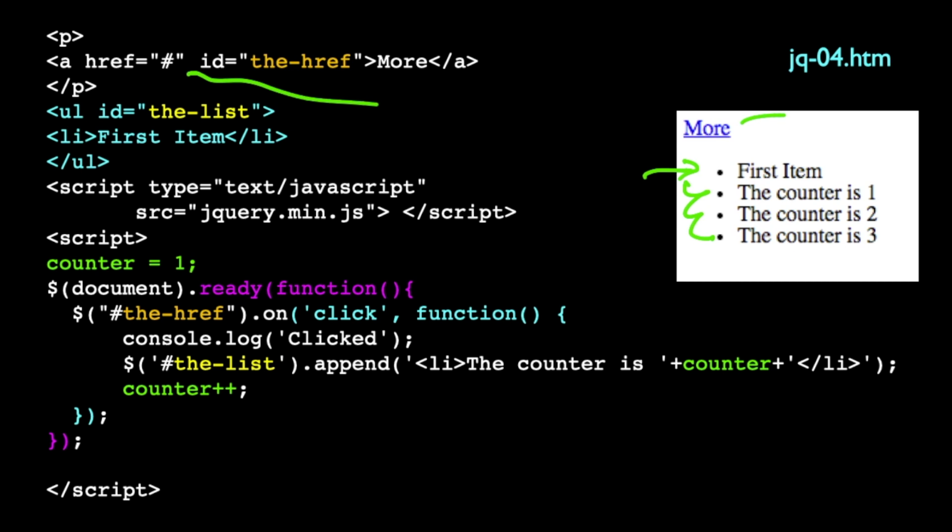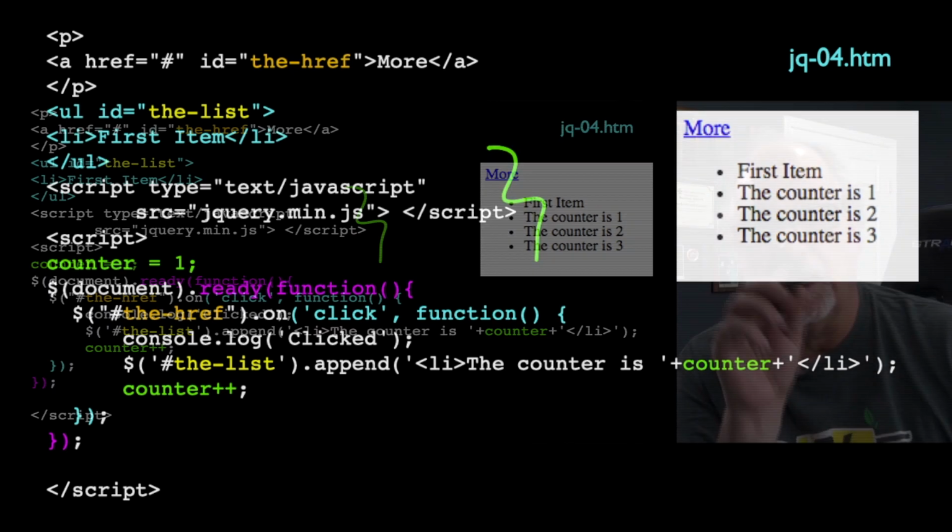I am going to have an unordered list with an ID of the list, and it's going to have a first item as it comes from the server before I do anything else. So again, you wouldn't see any of this stuff the first time it comes from the server. It would say more and first item, and that's it, nothing else. And then we include the jQuery library, of course, and now we're going to run.